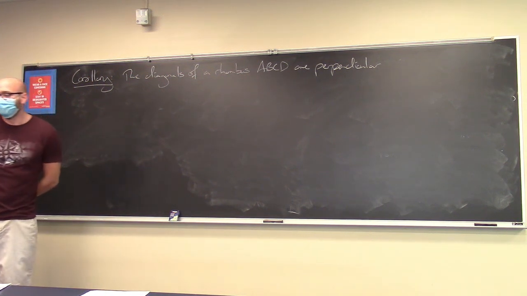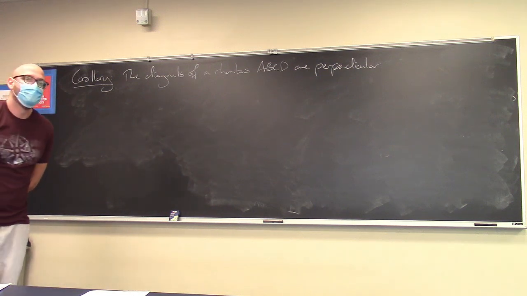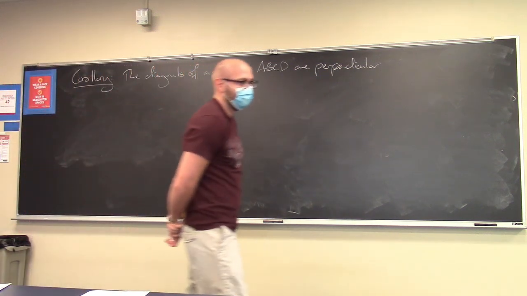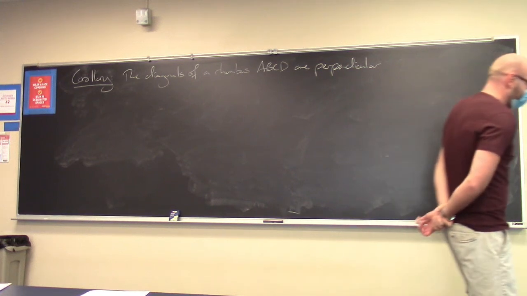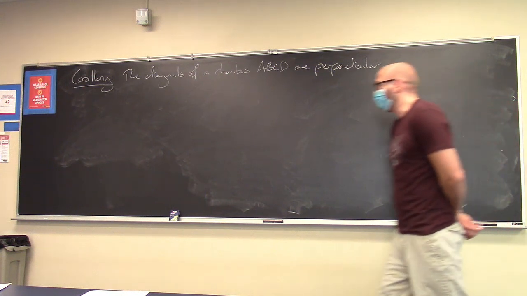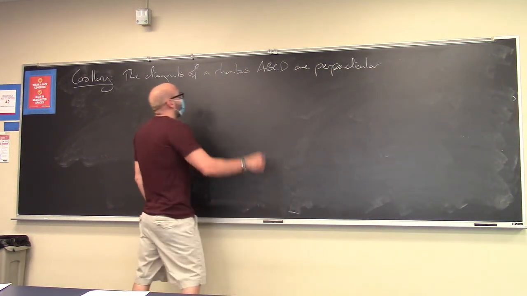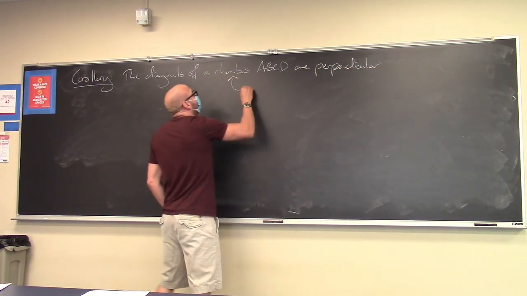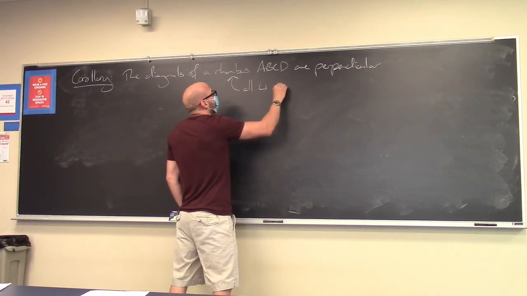What's a rhombus? Anyone remember the definition? I'm sure you already knew it's a four-sided shape. All four sides are the same length. Right, so for example, a square is a rhombus, but not all rhombuses are squares. So all four equal sides.